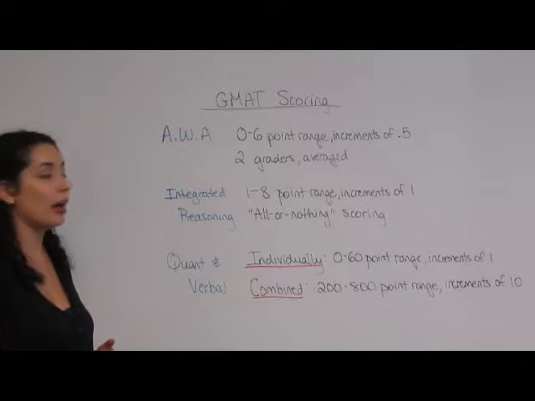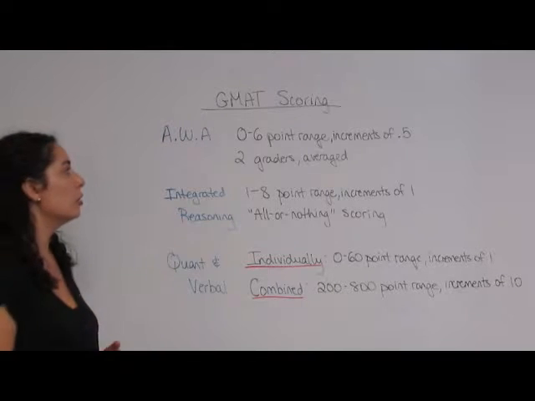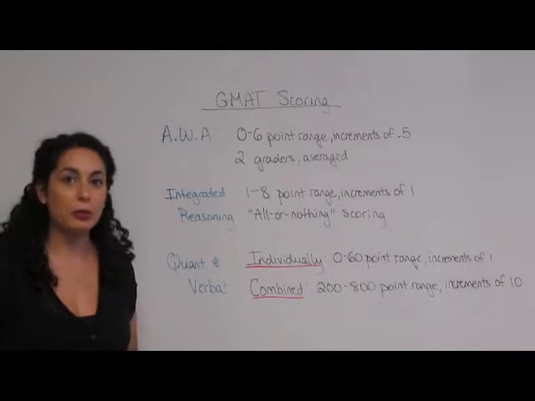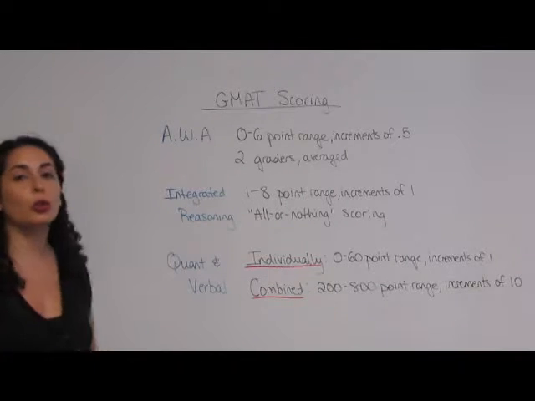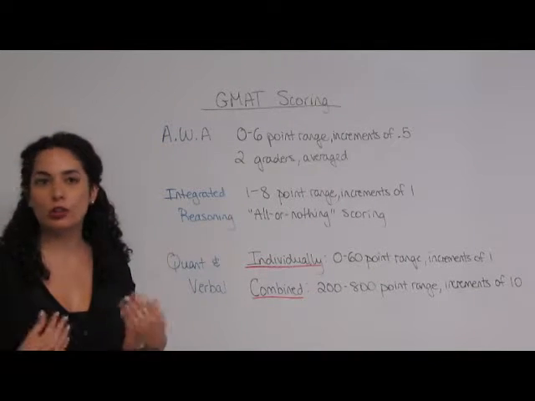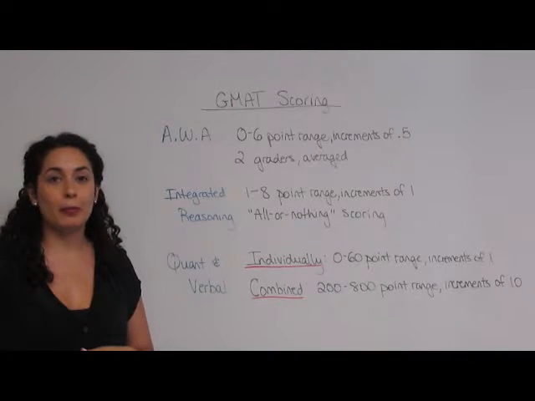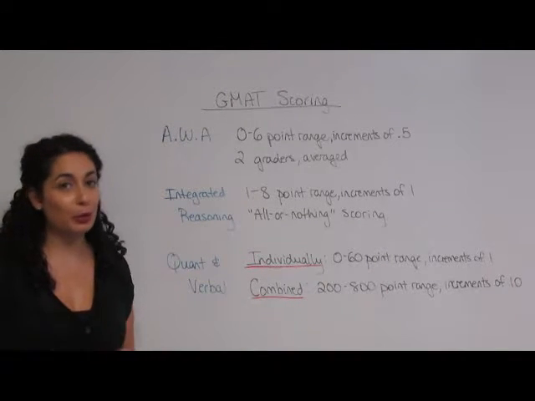There you're going to get a 0 to 6 point score with increments of 0.5, meaning you get a 4, a 4.5, or a 5, but nothing in between. Your essay is actually scored twice, and those two grades are averaged totally equally to get you that score. Once you're scored by a human, and then once by a computer.